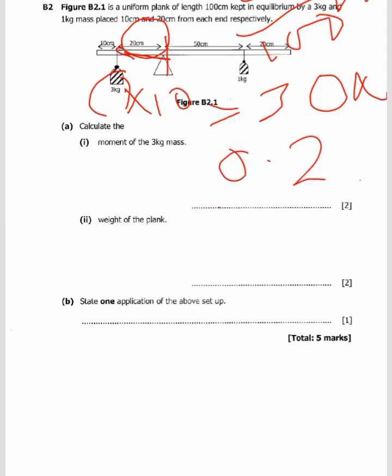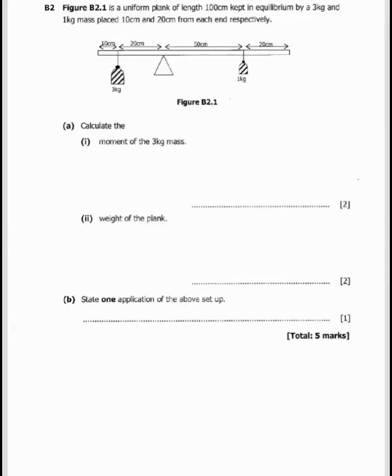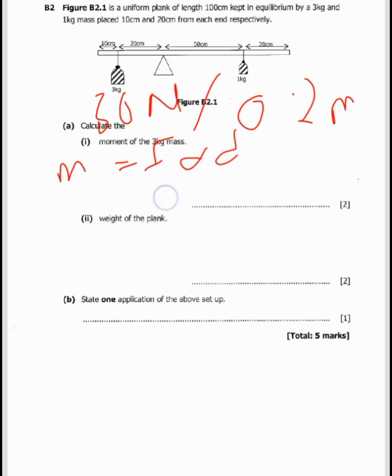So the 0.2 and the 30 are the ones that we're going to multiply. We found that the force is 30 newtons, and the distance is 0.2 meters. So we come to our formula where moment is equal to force times distance. So 30 times 0.2, you're going to have 6 newton meters. So the 6 newton meters is the moment produced by the 3 kg. I hope you've gotten how you're supposed to calculate.